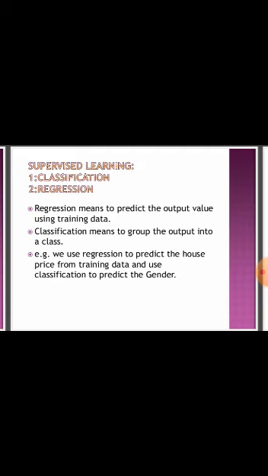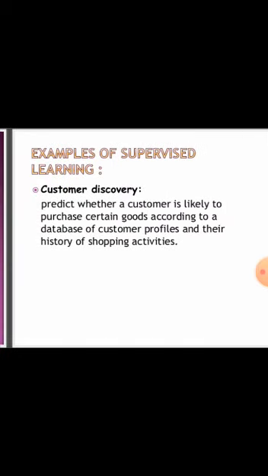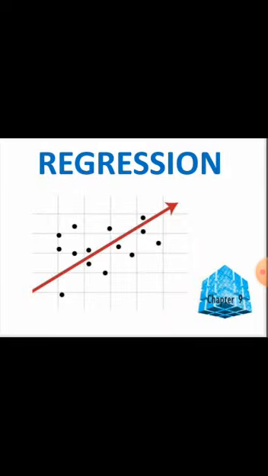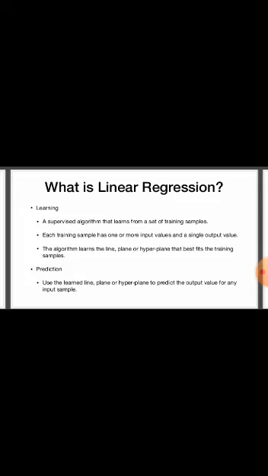Regression means predicting the output value using training data. Classification means grouping the output into a class. Example: we use regression to predict the house price from training data and use classification to predict the gender. Examples of supervised learning. The best example of supervised learning is customer discovery. Predict whether a customer is likely to purchase certain goods according to a database of customer profiles and their history of shopping activities. Regression. What is linear regression?